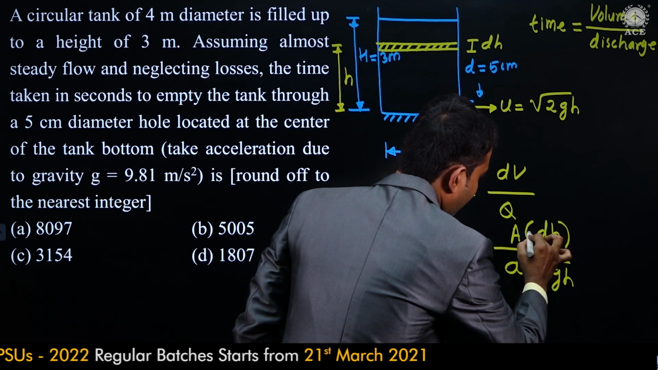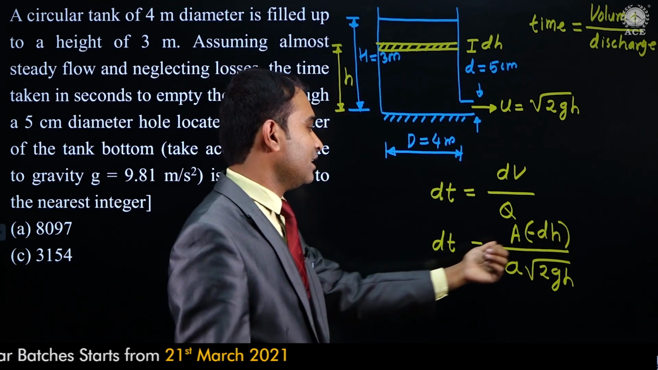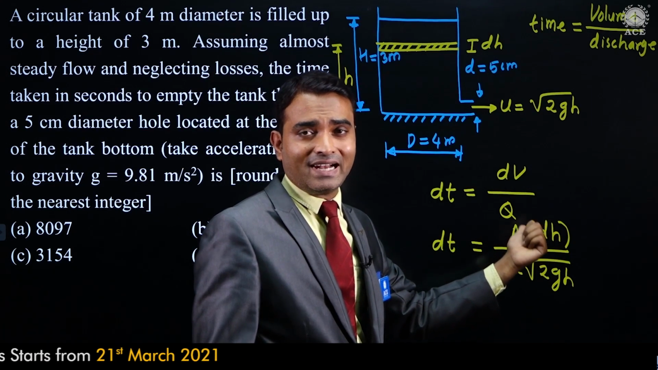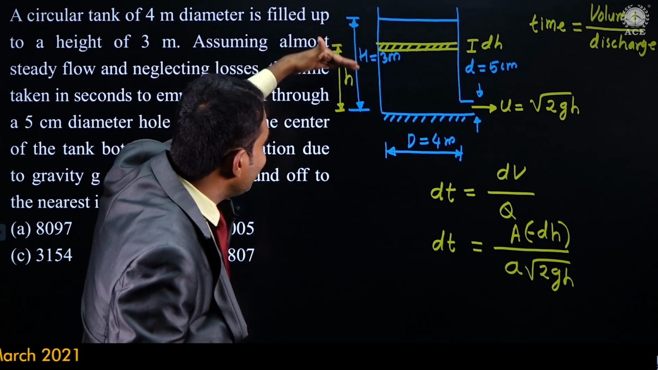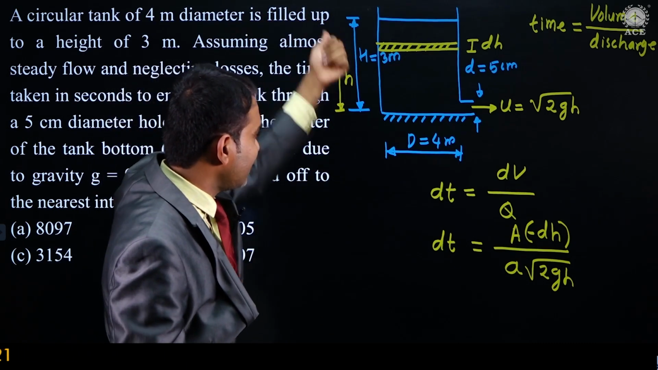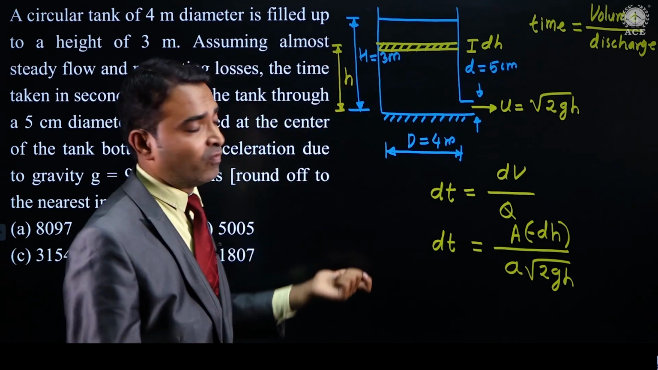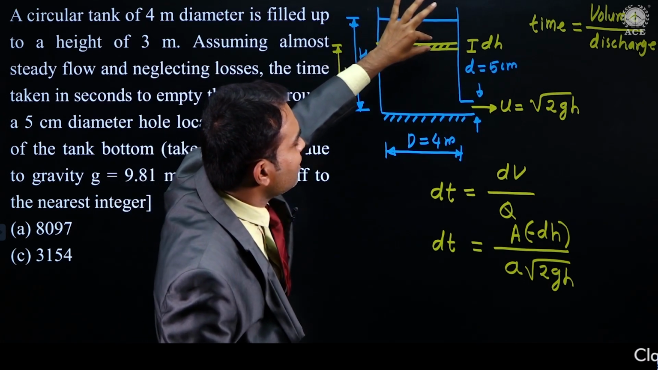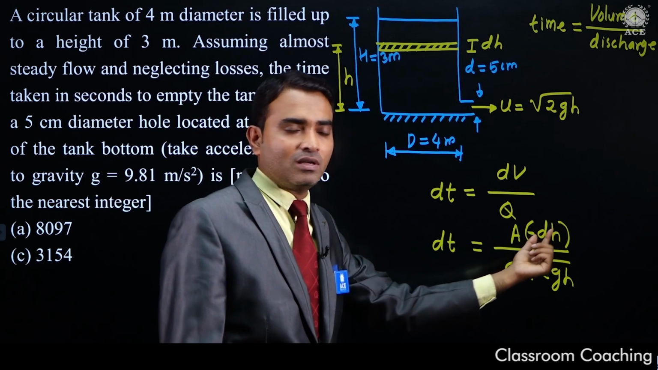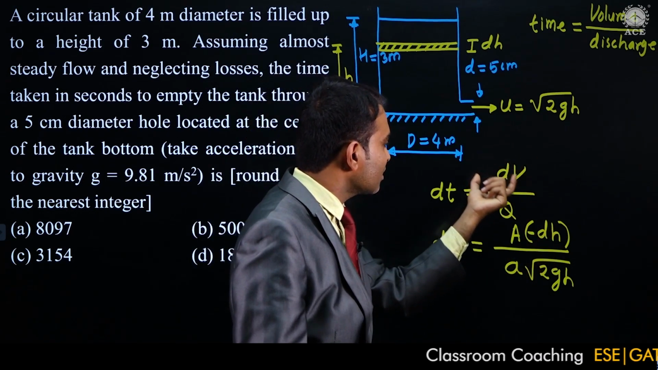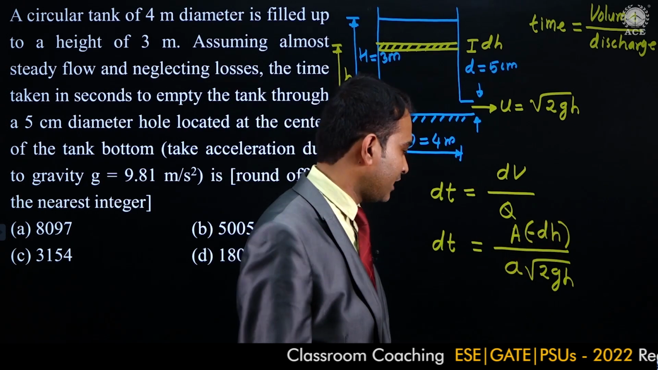This dh I should write with a negative sign. So in the expression for dt, I should take this dh negative. For that there is a reason. What is the reason? As time increases, h value will decrease, right? It means a positive change in time will correspond to a negative change in height. That is, when dt is positive, dh is negative. In order to have this positive value of volume, I should write a minus sign, right?